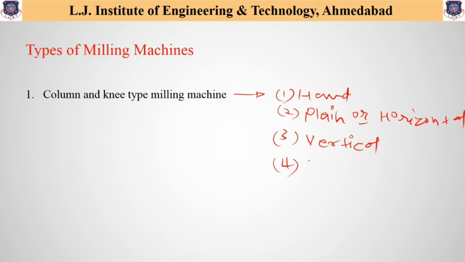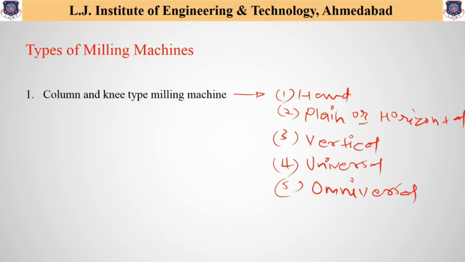That is, first one is the universal milling machine, and fifth one, that is the omniversal milling machine. I am listing the name of all these machineries because names of these machinery are important, and what is the difference between these machineries, that we will discuss in our further lectures in detail. So keep all these words in mind, which will be helpful in further lectures. So this is the basic classification of first machine, that is the column and knee type milling machine.